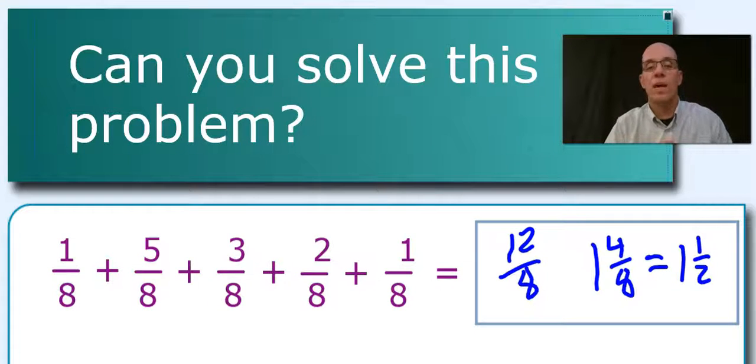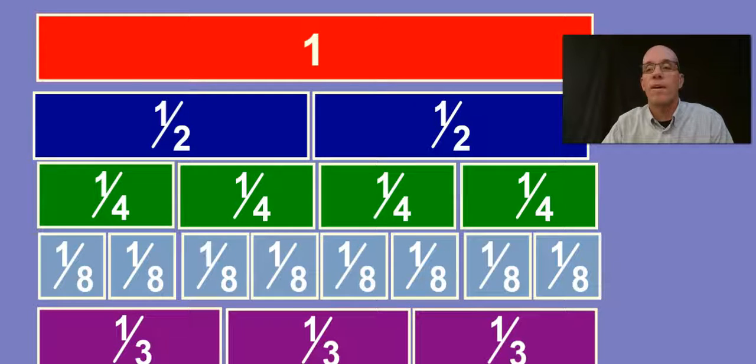Now that's easy because we have a common denominator. These are called like fractions because they have that same bottom number. We're representing the same fractional piece there. So that's the easy stuff. Now what's a little bit more difficult is when we have unlike denominators.